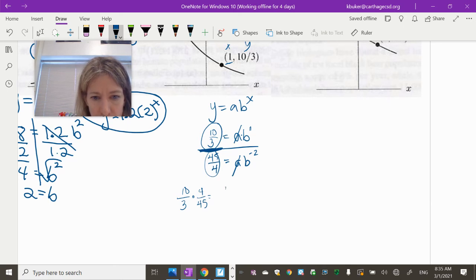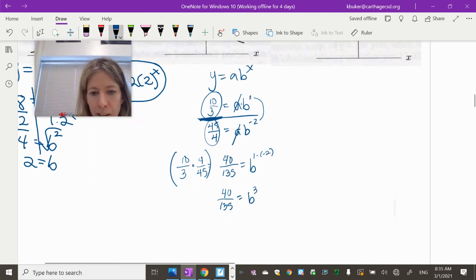So 10 times 4 is 40 over 3 times 45 is 135. So I'm going to use this instead of this, okay? So 40 over 135 equals b, and remember I subtract exponents, so be careful here. This is really 1 minus a negative 2. Okay, so my new equation, this is just the work for that, is 40/135 equals b. 1 minus a negative 2 would be b to the third.